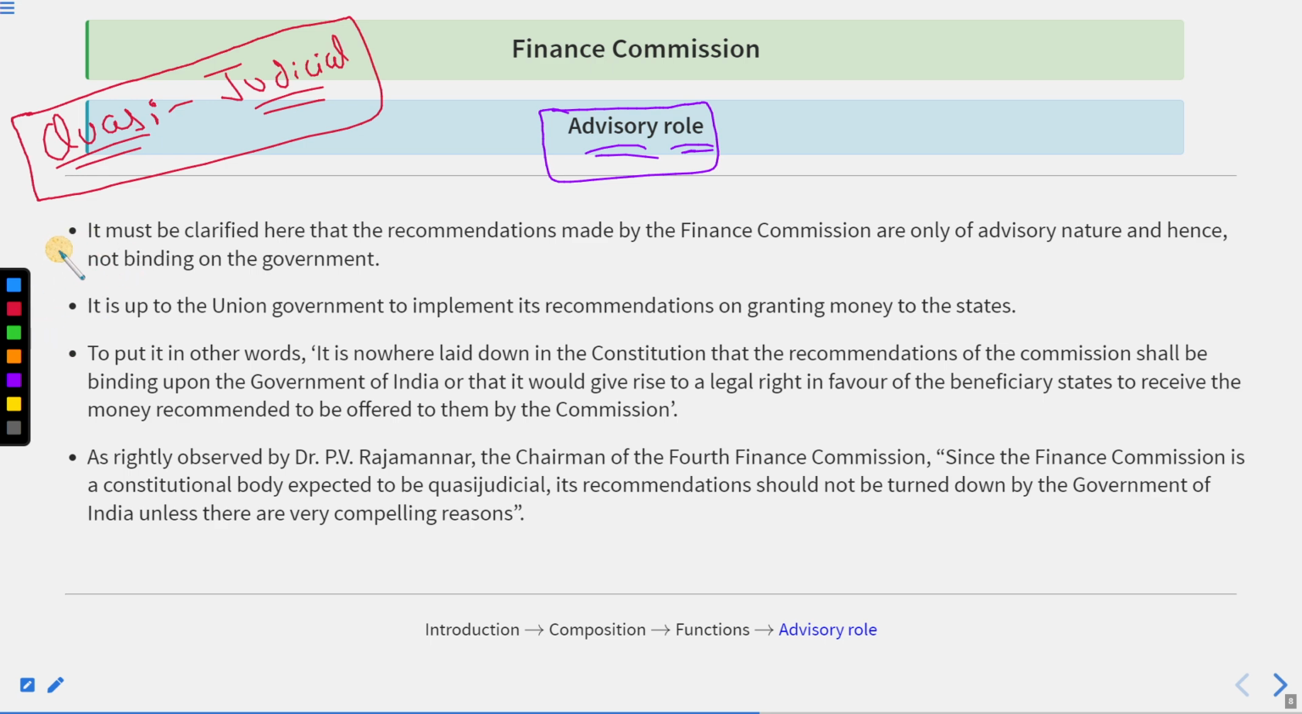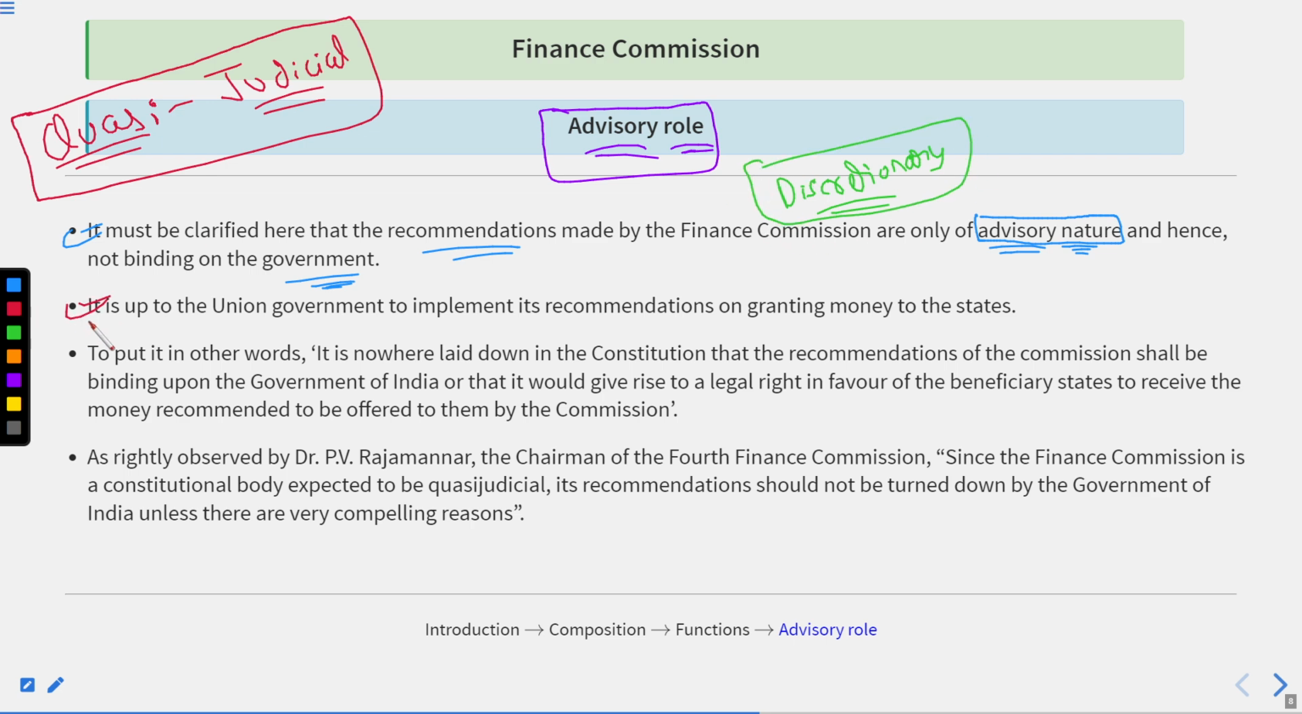First thing is that it must be clarified here that the recommendations made by the Finance Commission are only of an advisory nature and hence not binding on the government. The similar thing I had told you while explaining the quasi-judicial part, like the quasi-judicial body is the body which has the right to inquire into the matter and to pass judgments over the matter, but they do not have any kind of power to make a resolution worth making. All right. So the similar thing happens here, like the Finance Commission is allowed to inquire into the matter and makes recommendations, but the recommendations are only of an advisory nature and not binding. It means that it totally depends upon the discretion of the government whether they want to apply these recommendations or not.